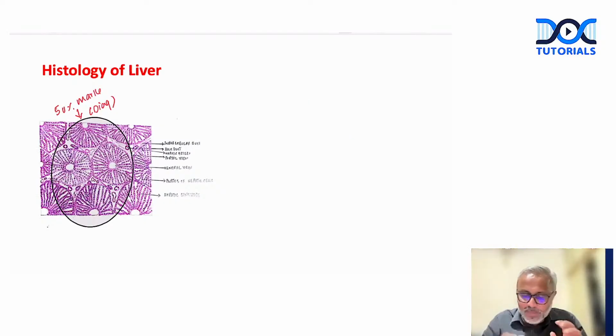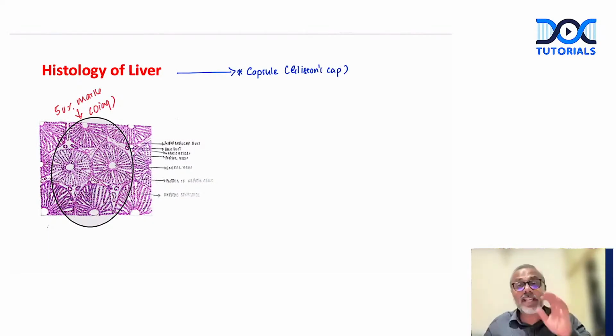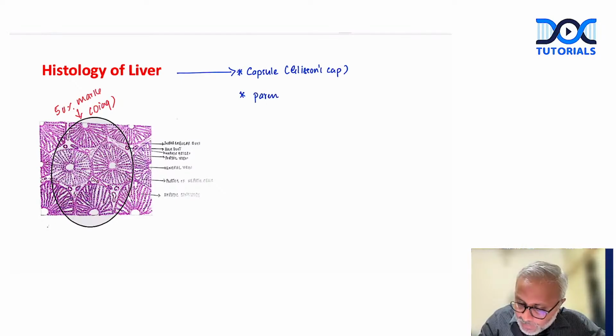Now, how do we start the description of histology of the liver? We always begin with: the liver is the largest gland in the body. It is covered by a connective tissue capsule, which is called Glisson's capsule. So describe Glisson's capsule in a couple of sentences. What is it made up of? What is its function?